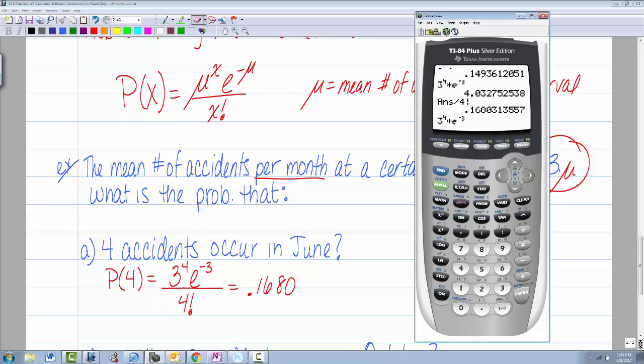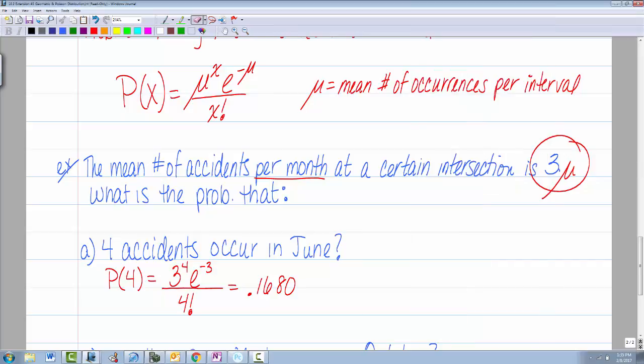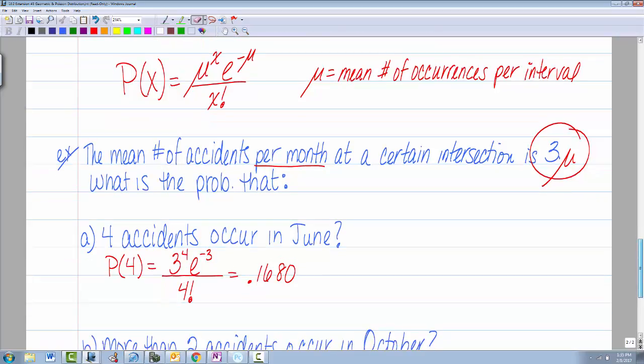Negative 3. I just press enter. Then I divide it by 4, and to remind you where factorial is, PRB. Then I divide that by 4 factorial. 16.8% chance. Okay? All right, and then the same old silly questions.